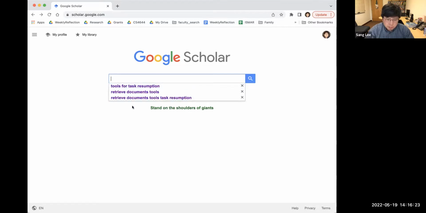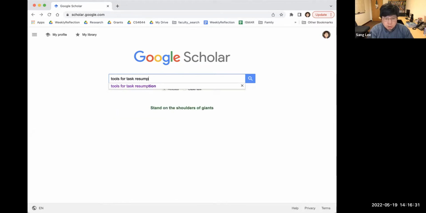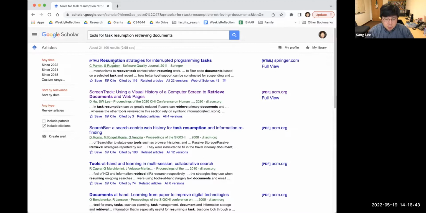So let's type some keywords. I have actually prepared the keywords. I'm going to look for tools for task resumption, and I'm specifically interested in retrieving documents, and bear in mind the typo. Then it's going to return all sorts of papers or books and so forth. I could see this one, which is purple because I clicked it, and this is one of my papers in the past.